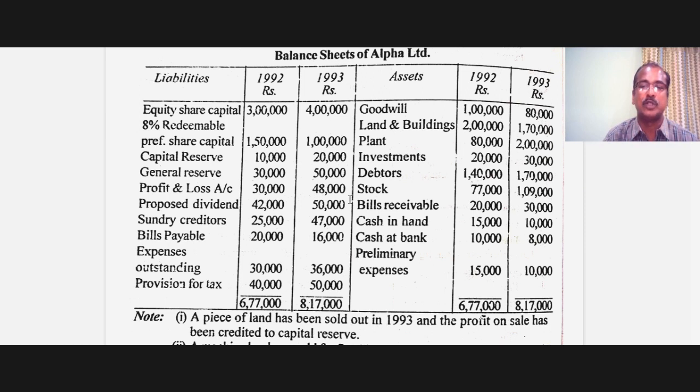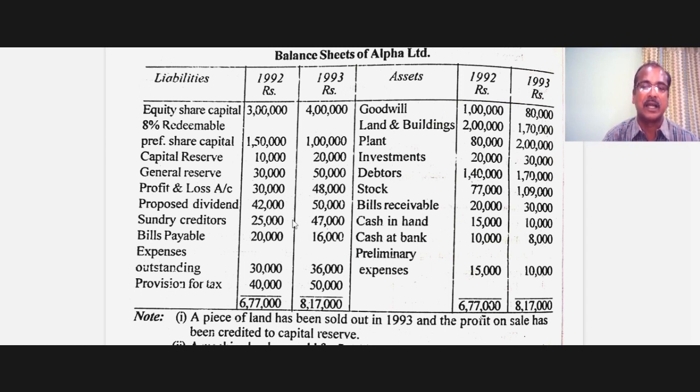Proposed dividend 42,000, 50,000. You can assume that the 42,000, which is the balance of a proposed dividend for 1992, has been paid this year. And what about the closing balance of a proposed dividend? That's a balance for 1993. You can assume that this 50,000 rupees has been proposed out of current year profit. So 50,000 rupees will be taken over to the adjusted P&L account, whereas 42,000 rupees, the dividend proposed, should have been paid within this year. So you assume that it goes to application of funds.